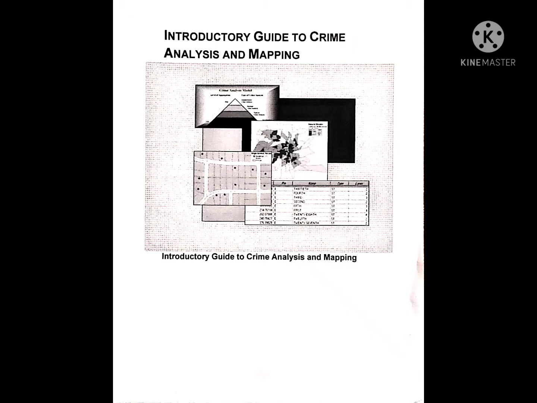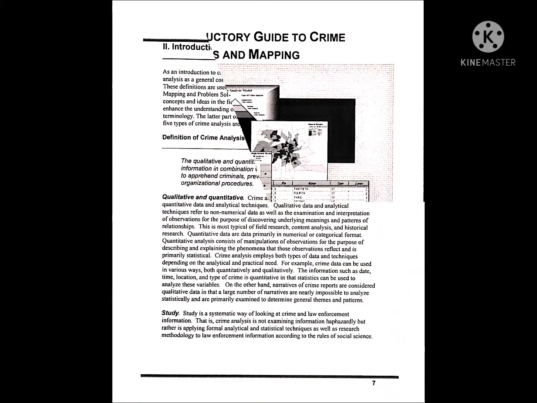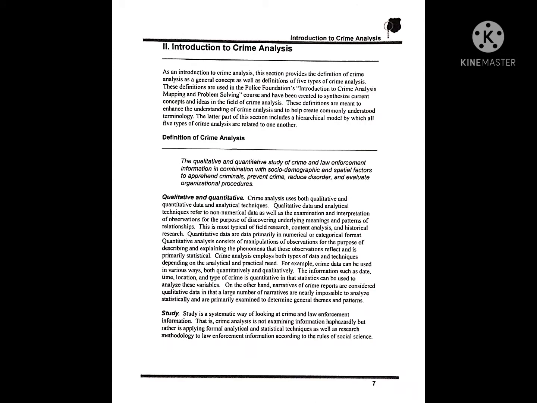The latter part of this section includes a hierarchical model by which all 5 types of crime analysis are related to one another. So, what is the definition of crime analysis? Crime analysis, the qualitative and quantitative study of crime and law enforcement information in combination with socio-demographic and spatial factors to apprehend criminals, prevent crime, reduce disorder, and evaluate organizational procedures.